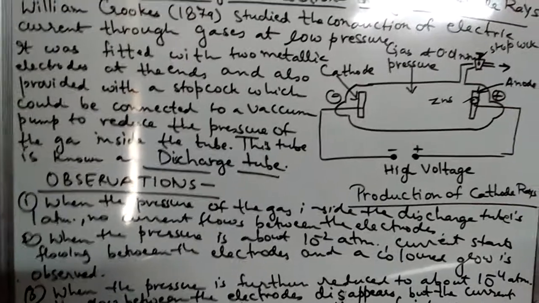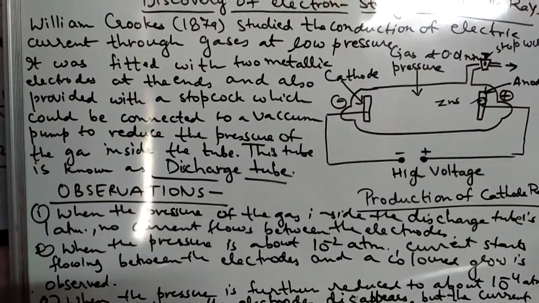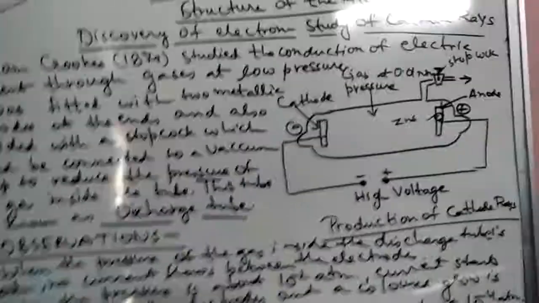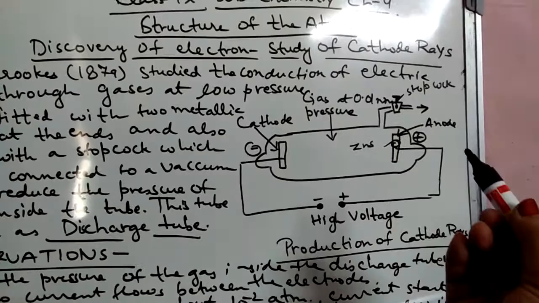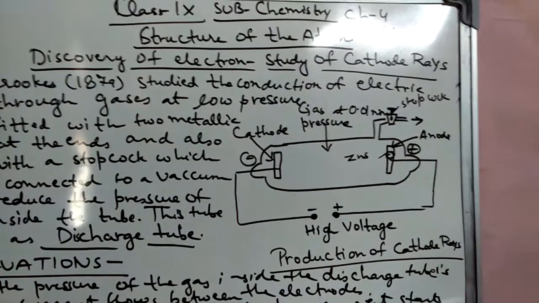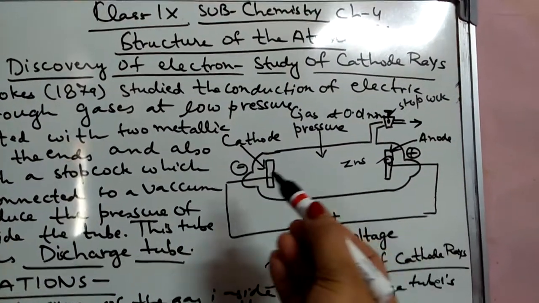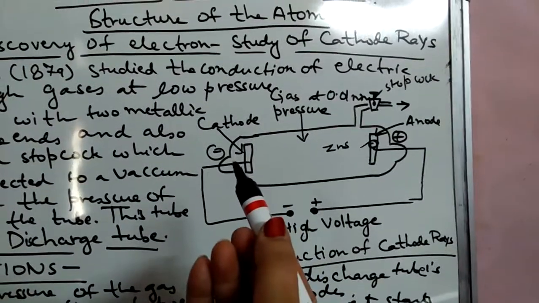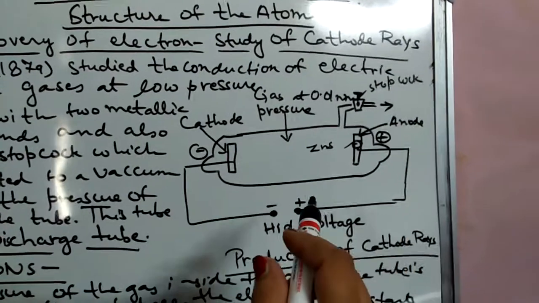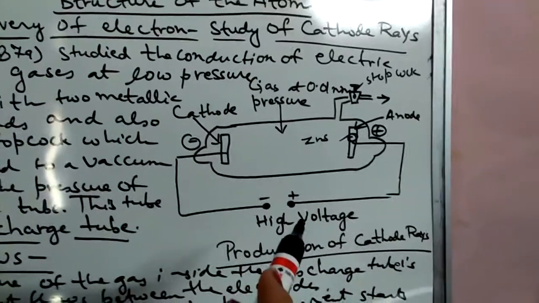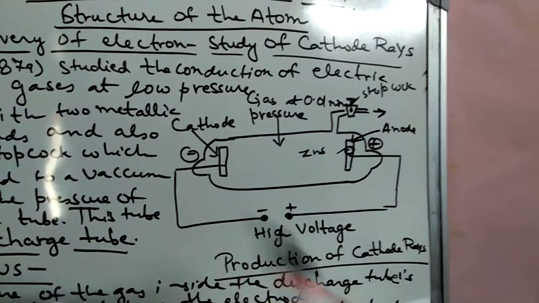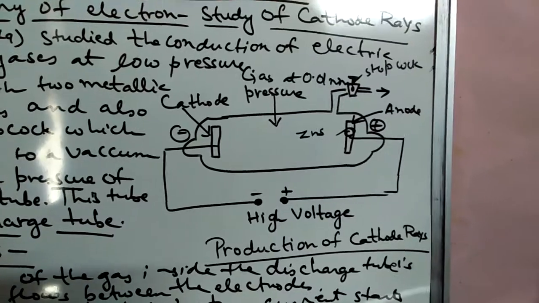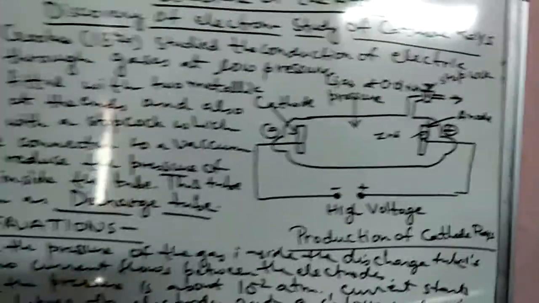Now the properties of cathode rays. As you know, cathode rays come from the cathode side and move towards the anode side, right? This is property number 1. Number 2, cathode rays carry negative charge. Got it? Number 3, cathode rays ionize gases through which they pass. And number 4, cathode rays can penetrate through thin metal foils, right? These are the properties of cathode rays.